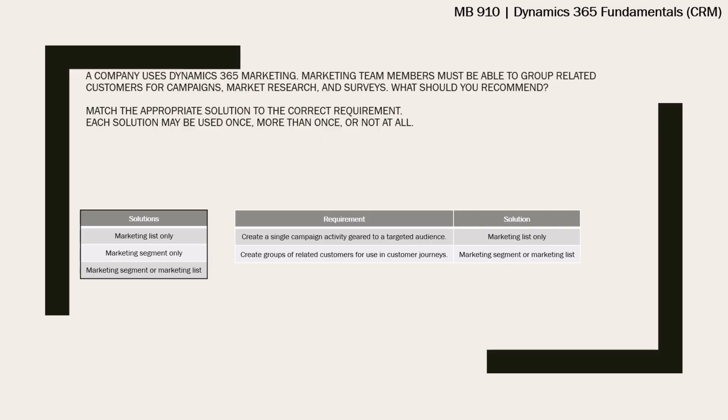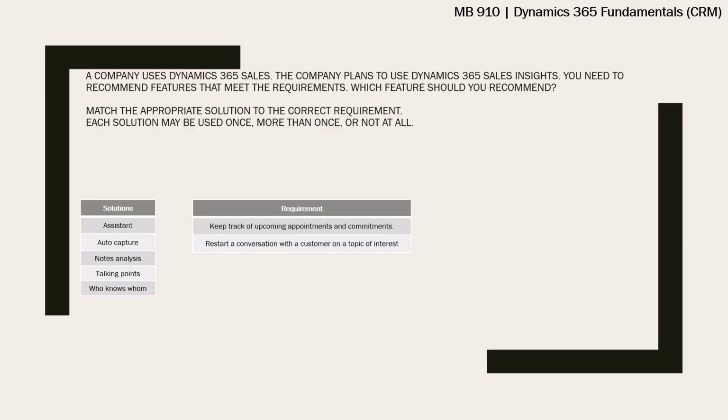A company uses Dynamics 365 Sales. The company plans to use Dynamics 365 Sales Insights. You need to recommend features that meet the requirements. Which feature should you recommend? Match the appropriate solution to the correct requirement. Each solution may be used once, more than once, or not at all.